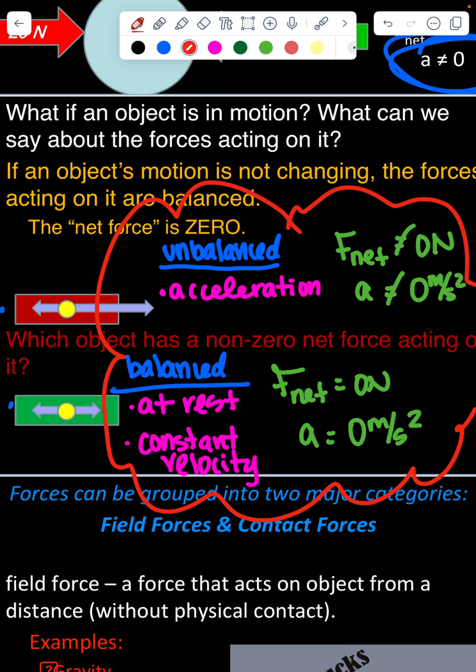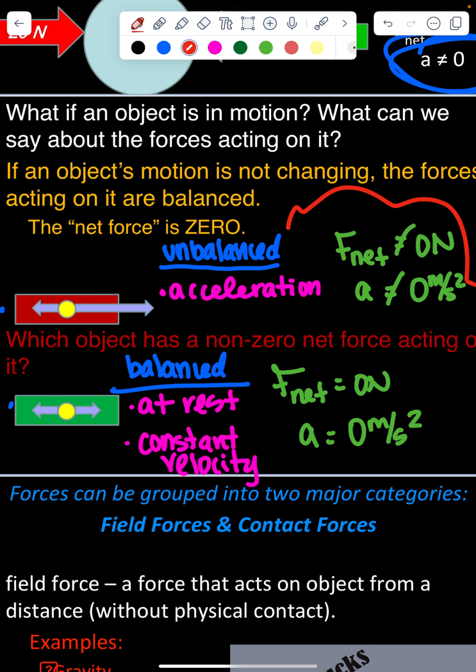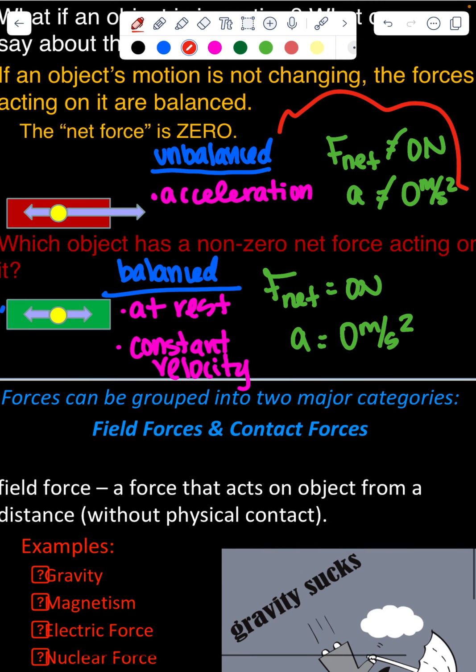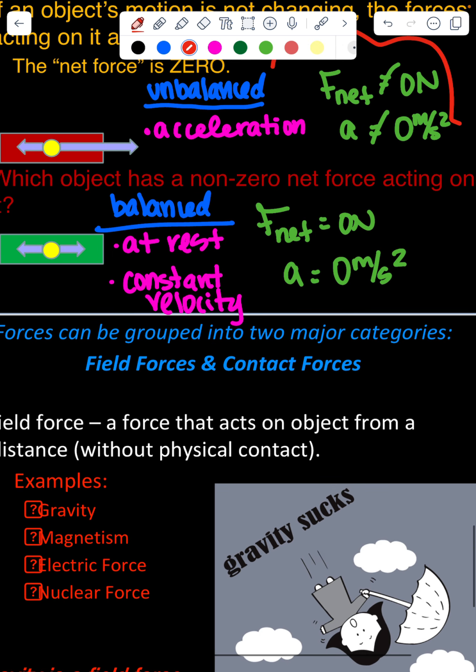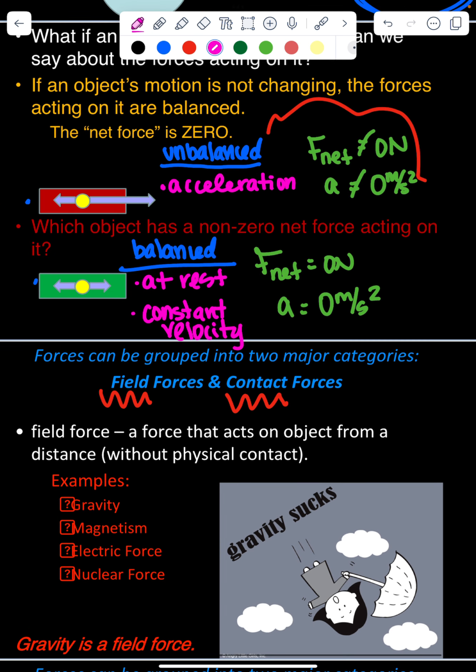All right, now the last thing that we're going to talk about is the two different categories that all forces can be put into. And those are going to be field forces versus contact forces. Hopefully the name, the category that these are in kind of tells you what happens with them, to put them in these different categories. But let's look at them.